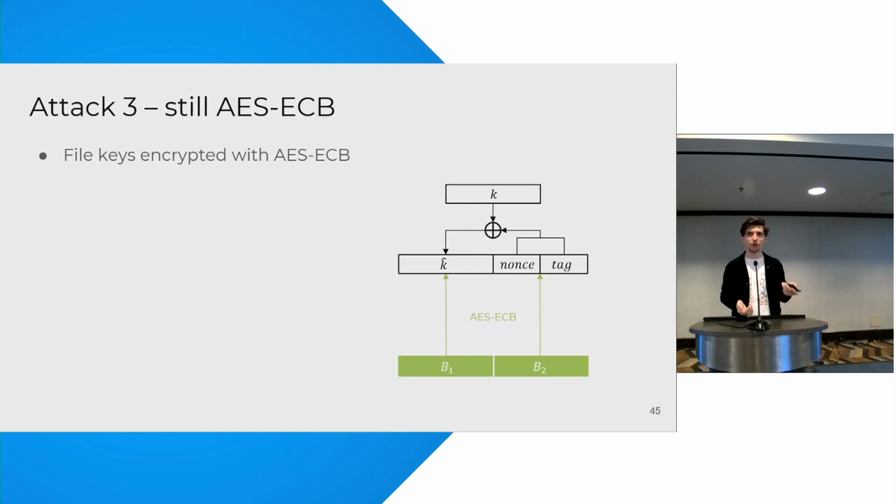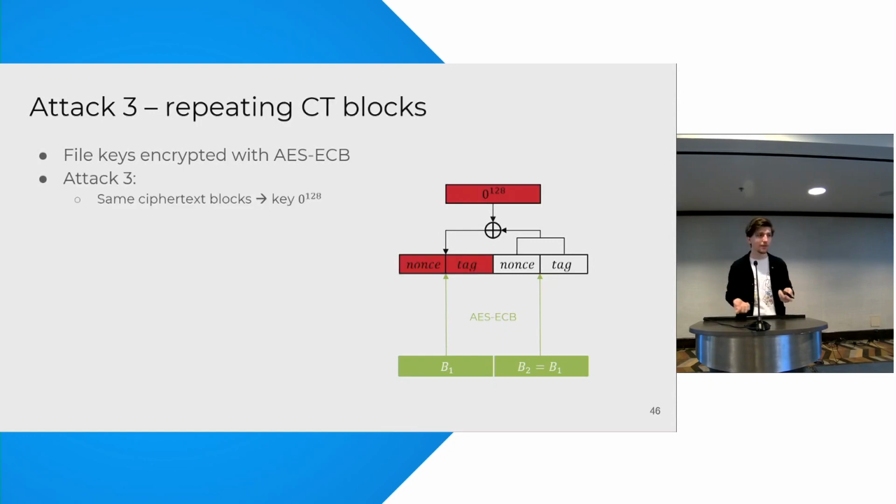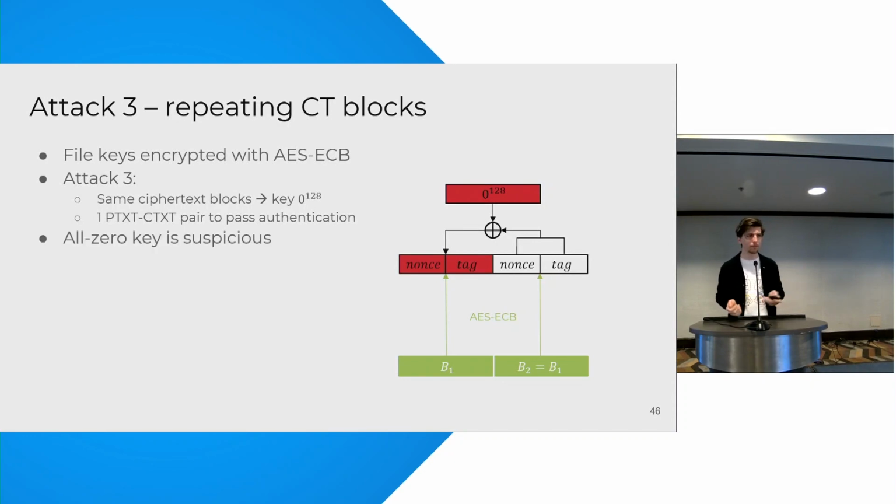So one thing that we noticed right away is that the adversary can repeat the same ciphertext block twice, and then since AES-ECB is deterministic, this will decrypt to the same plaintext blocks, and those will cancel out when you XOR them. So the key that's used for AES encryption in that case is the all 0-bit string. The adversary still needs to know one plaintext-ciphertext pair to pass the authentication check for a file. But now using a key that's all zeros is a bit suspicious and very easy to detect.